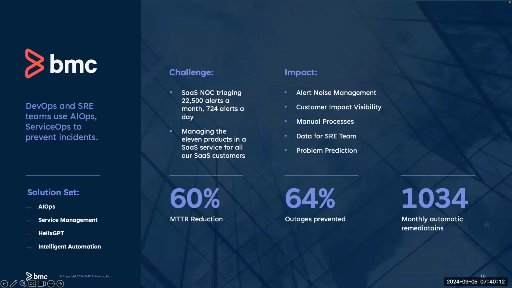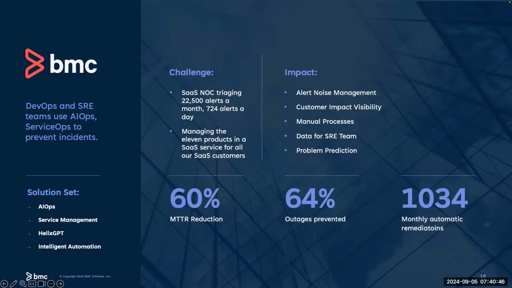I've already spoken to you about us being able to reduce the outages by 64%. But I think one of the more interesting things here is that we now have over 1,000 automatic monthly remediations. So this is, when we're seeing things hit a particular threshold, we're able to automatically run a script or a process on Ansible or something like that to help solve an issue for us and hopefully prevent an outage before it happens.